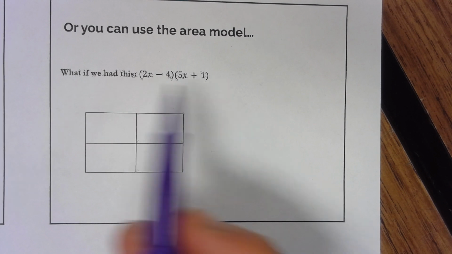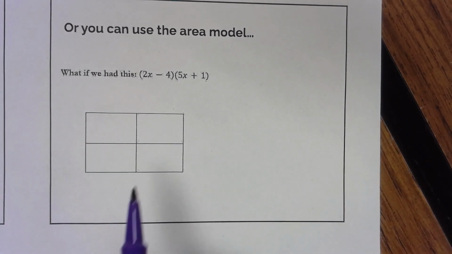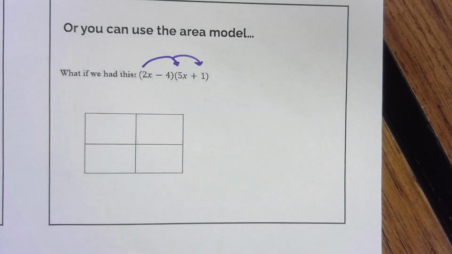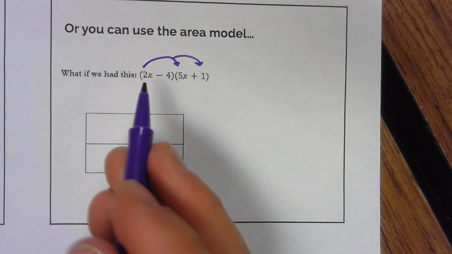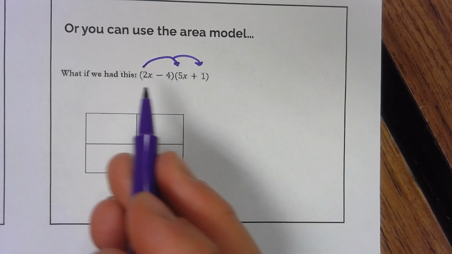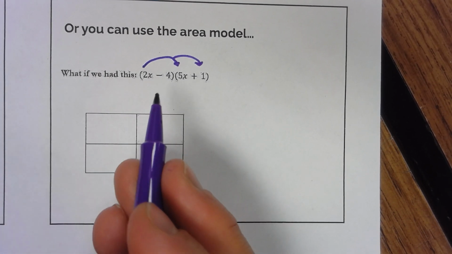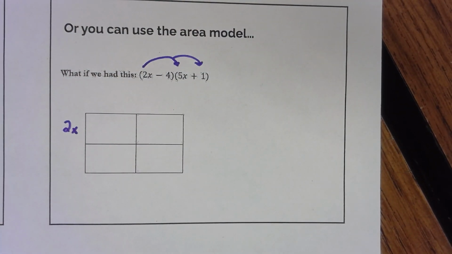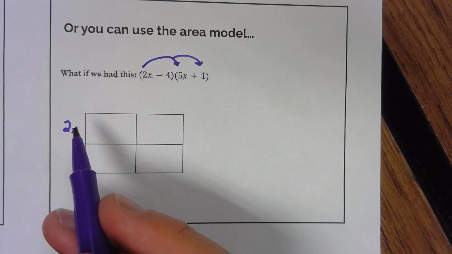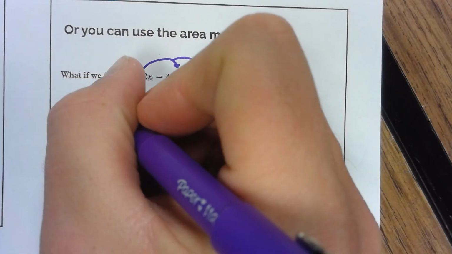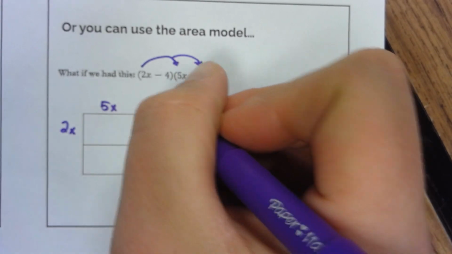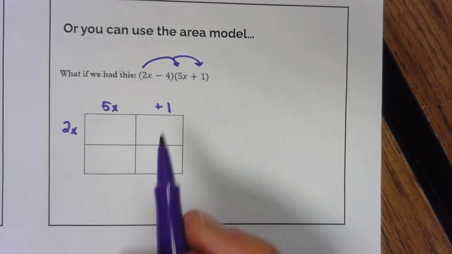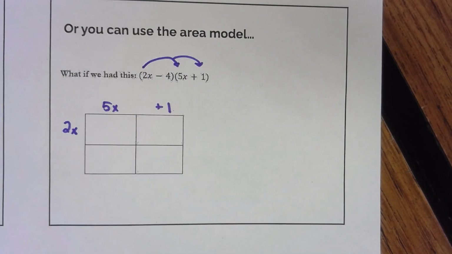So when I'm multiplying using the boxes here, we know that this 2x needs to multiply to the 5x and the 1. And so the way that we represent that is we'll take this first binomial expression, the 2x minus 4, and I'll either put that down the side or along the top. So I'm going to put this down the side. This 2x then needs to multiply to the 5x and to the positive 1. And that's what these boxes are going to represent, the result of us multiplying 2x times 5x and times 1.